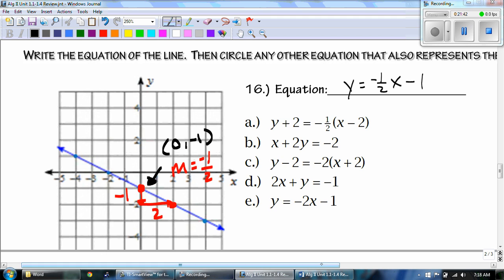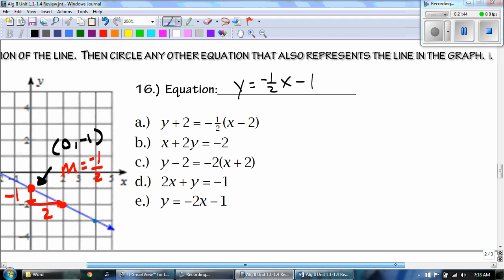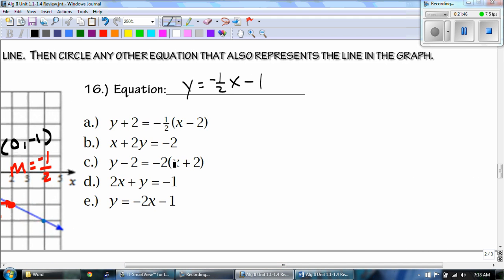Okay, so what you have to do now is solve A, B, C, D, and E to see which ones match what we just wrote. Okay, and guess what? You know it's not E right away because it has the wrong slope. Okay, so you need to solve A, B, C, and D. Go ahead and pause that video and good luck.